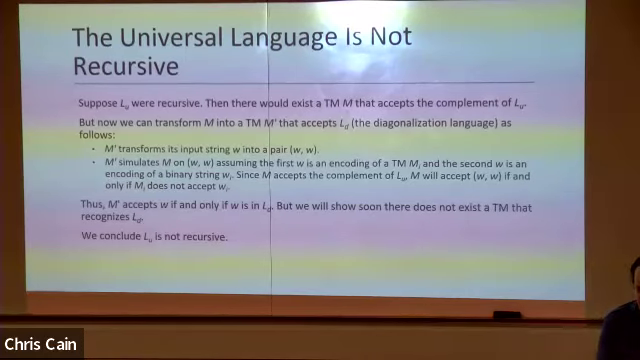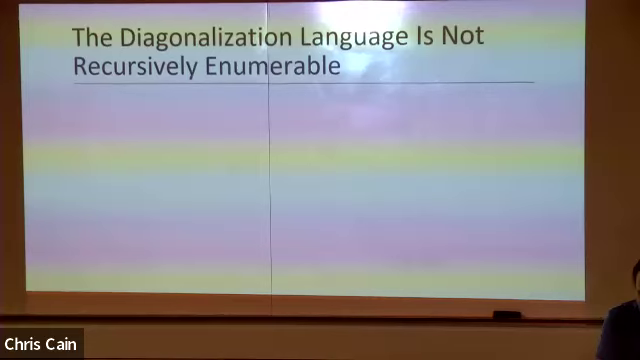So the next thing that we would need to show is that the diagonalization language is not recursively enumerable. I'm not going to ask you complicated questions about this process. This is mostly just for how math proofs work, as well as the results that we are deriving are important. So the diagonalization language is not recursively enumerable.